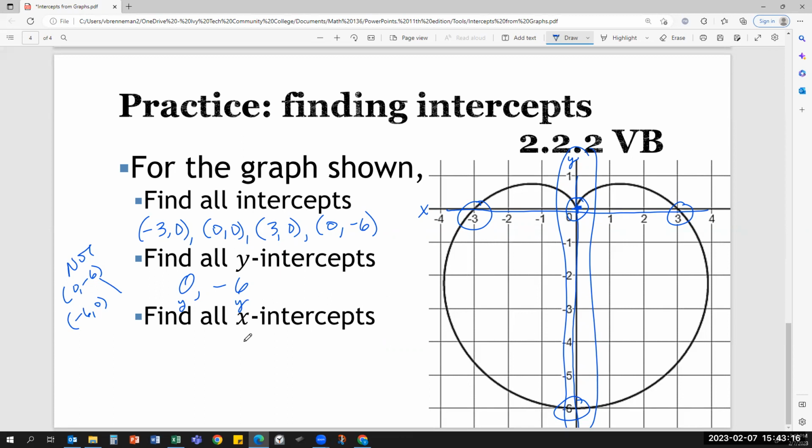For the x-intercepts, just looking at the x-axis, we have -3 and 0 and 3. Those, you're listing individual x values. Those could be listed in any order. There's no parentheses involved. They're not ordered pairs. They're just x values or y values. But that's finding intercepts from a graph.